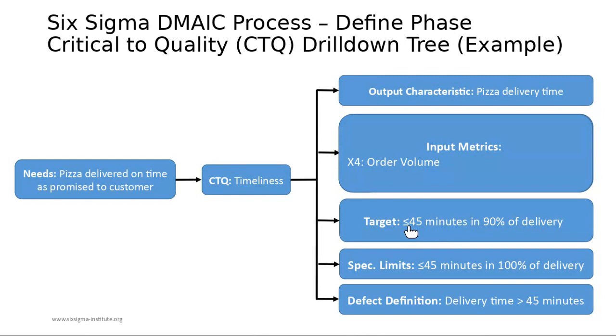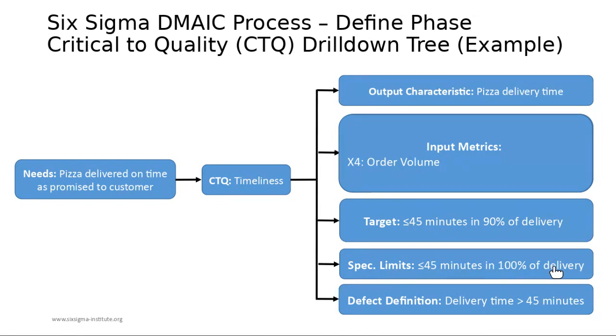In Six Sigma, after 45 minutes, that time is a defect. If you deliver the pizza after 45 minutes, that's a defect considered from the Sigma point of view. So if you put this, you have to fulfill that level all the time. The specification limits, if you set them, then this is the room around the target. For example, here the specification limit is 45 minutes in 100% of deliveries.